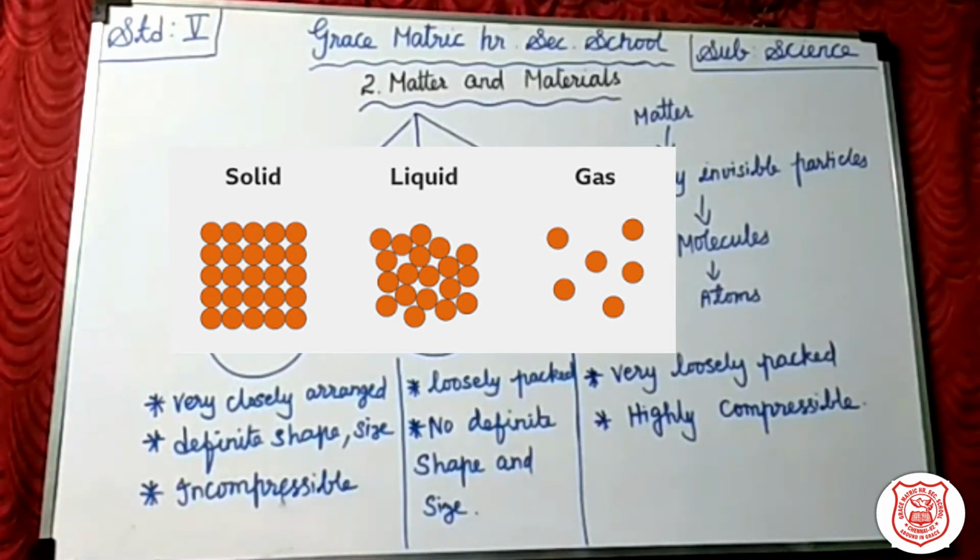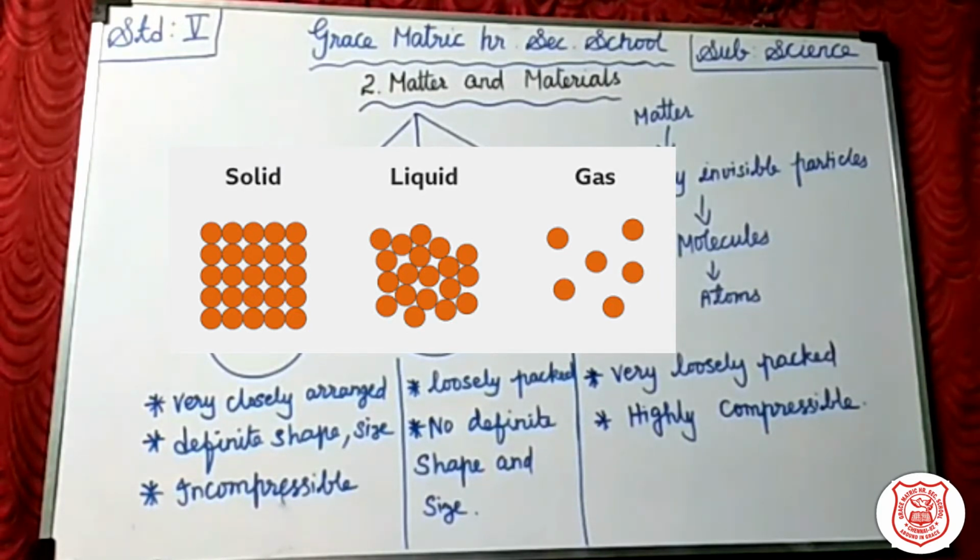For example, see the shape of this book. It stays the same whether you put it in your bag or place it on the table. So, in solids molecules are very closely packed, so solids are incompressible and they have definite shape, size and volume also. Their shape can be changed only if we break or cut the solid material.